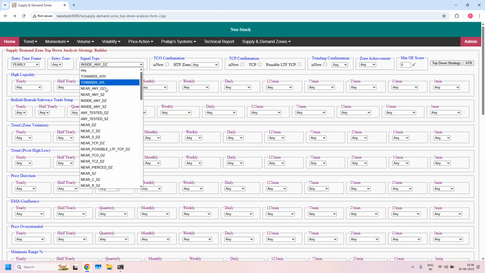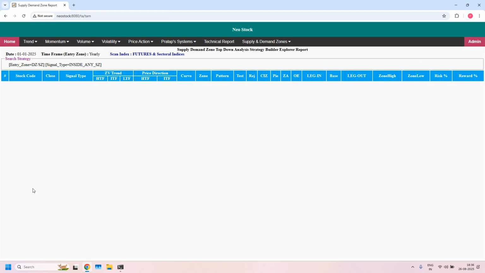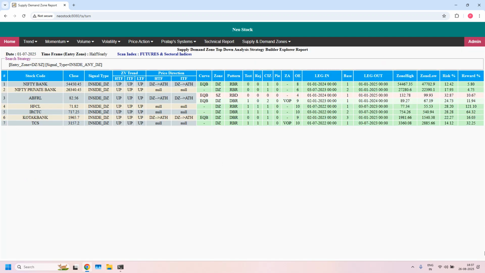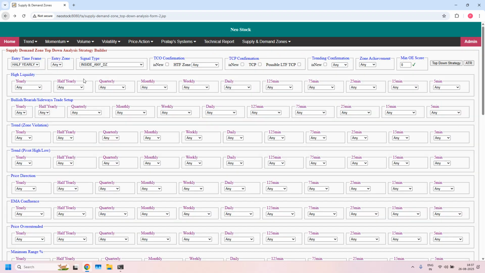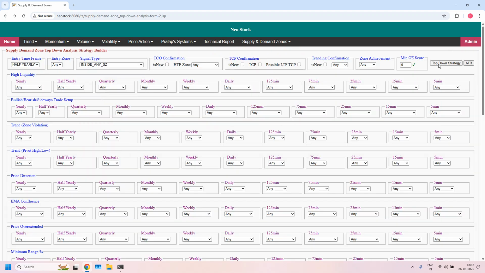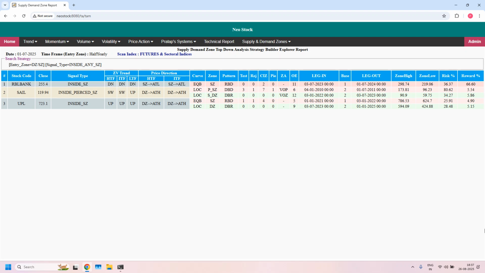Next, price closed inside the yearly supply zone, we don't have any stocks. Next, half yearly time frame, stocks near half yearly demand zone, no stocks. Stocks near half yearly supply zone, also no stocks. Price closed inside the half yearly demand zone, we got 7 stocks. Next, price closed inside the half yearly supply zone, we got 3 stocks.